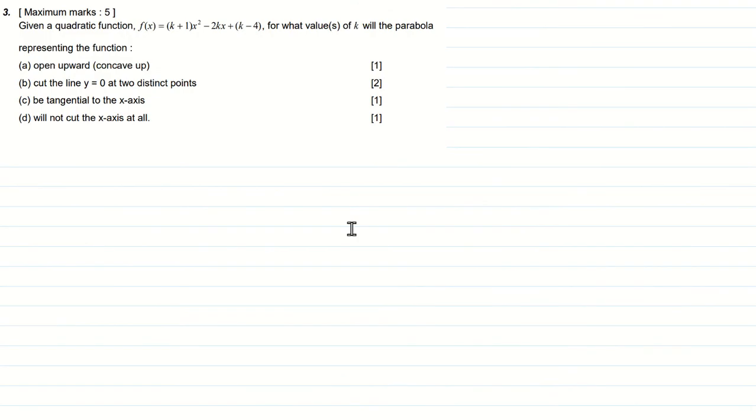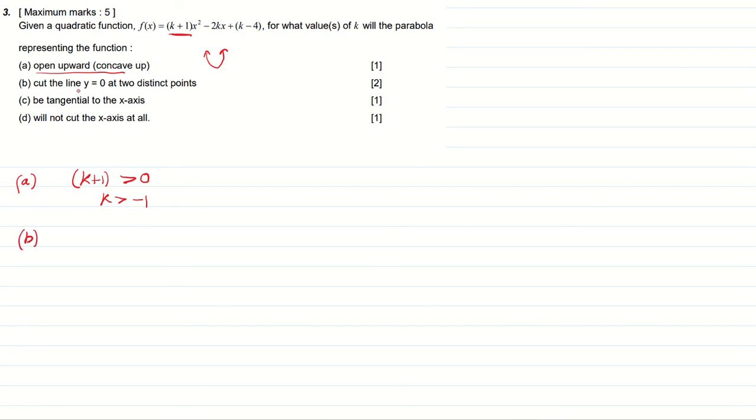The last sum for the test involves the definition of a quadratic. Now if anything is concave up, like this, it means your coefficient of a, the coefficient of x square, would be positive. So that means k is greater than minus 1. So that's my part A, which was easy to get this 1 mark.